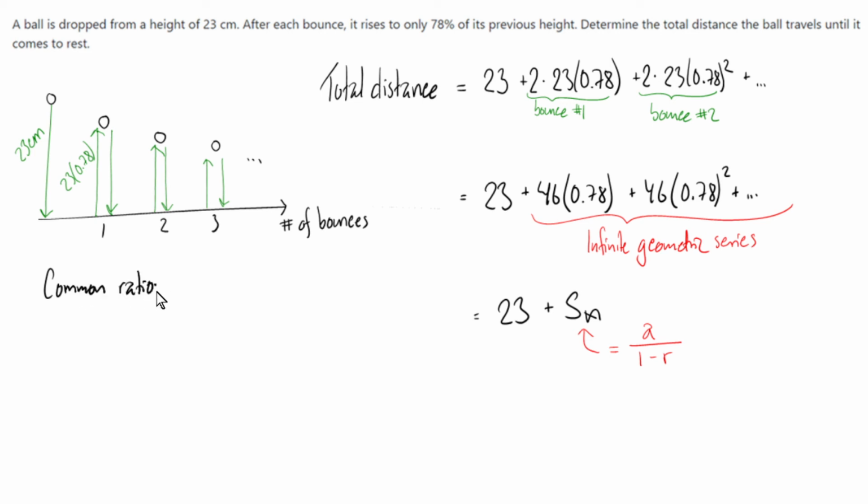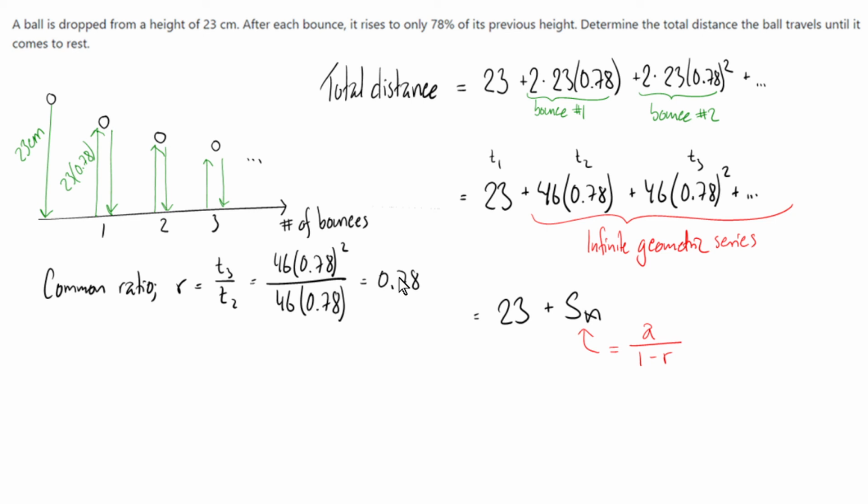The common ratio, r, equals, so in this case here, if we label the terms, this is term number 1, this is term number 2, this is term number 3. Term 1 is not part of the infinite geometric series, so to get the common ratio, we divide term 3 divided by term 2. So that's going to be 46 times 0.78 squared over 46 times 0.78. And we can simplify this and just get a common ratio r of 0.78.